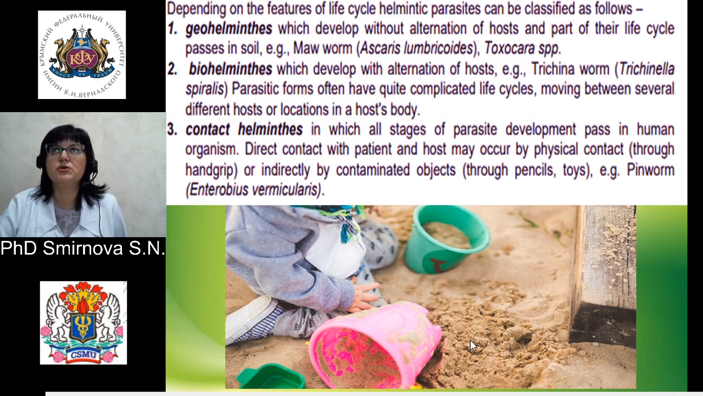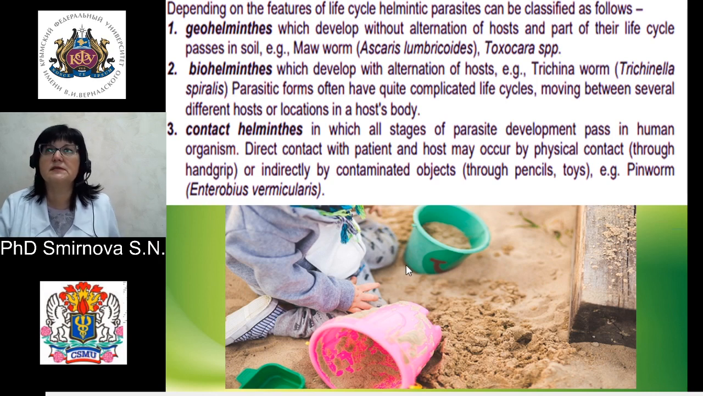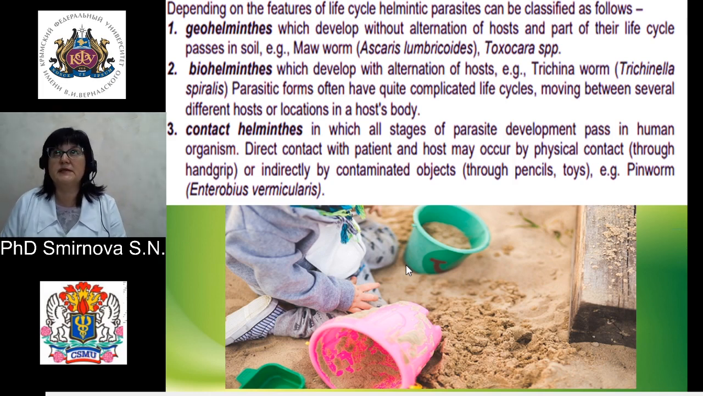All parasites usually we can divide into three different groups: geohelminths, biohelminths, and contact helminths. Geohelminths are a group of parasites which have intermediate larva stages which develop in the soil. Examples are Ascaris lumbricoides, Trichocephalus trichiurus, and other parasites.